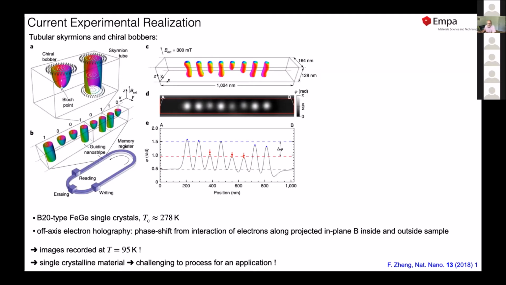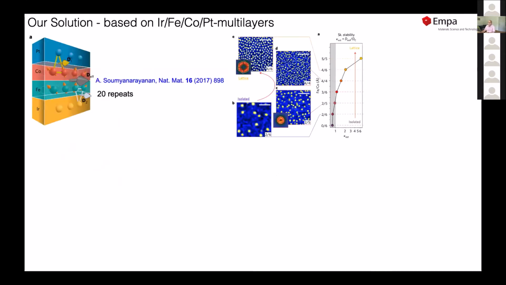The only technical problem here is that this material has a very low TC, which is actually around room temperature, and these images where the bobbers and the tubes occurred were at 95 Kelvin, so that's far away from an application. And also the processing of single crystalline materials may be very challenging for a real application. So basically we came up with a thin film based solution.